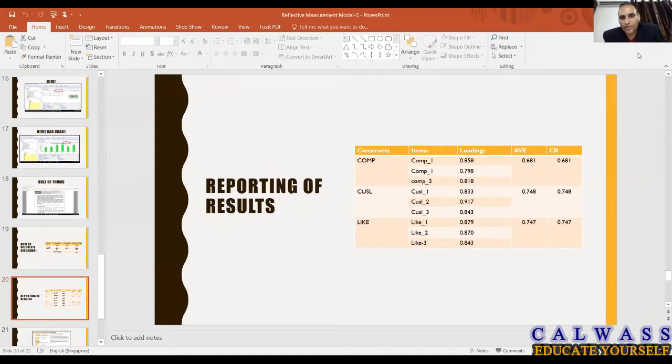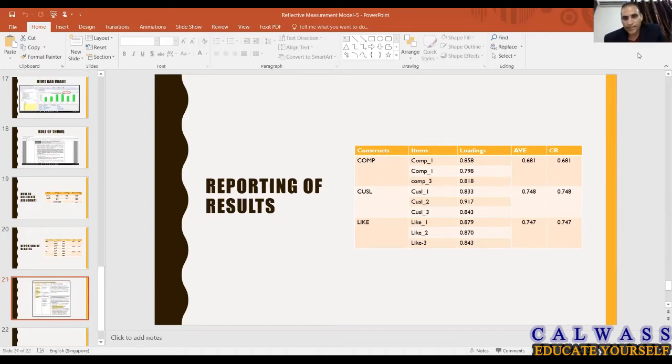This is how we report in research articles or thesis. We mention the construct, then we mention the items of that construct, item loadings, AVE, CR. Loading is for each item, AVE is for the whole construct. So for one variable or construct, we'll see one value of AVE and CR. The loading is for each and every item. This is how we report in a thesis.